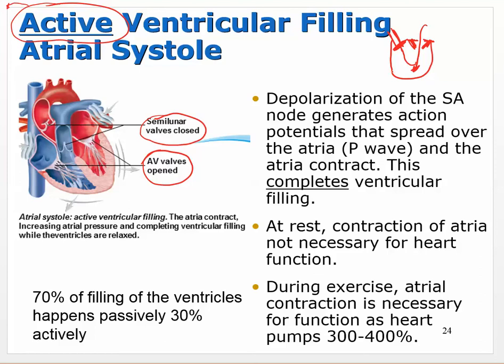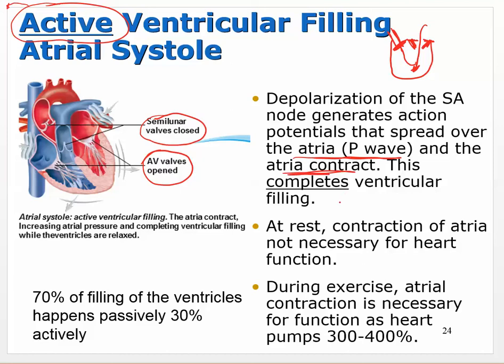Because this is going on both sides. I tend to talk about the systemic side because it's bigger, more pressure, but it's happening on both sides. Okay, so depolarization of the SA node generates action potentials that spread over the atria, which is our P wave, and the atria contract. This completes ventricular filling.